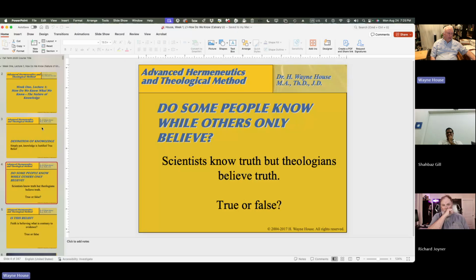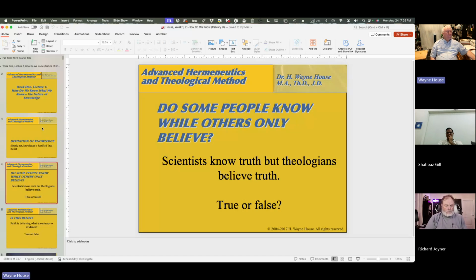Anyway, scientists know truth, but theologians believe truth. True or false? The answer is false. I don't know, because for me, what's true, man's knowledge or God's knowledge? God's knowledge is true. But even humans, apart from God, cannot create something out of nothing. It's an impossible thing to happen.